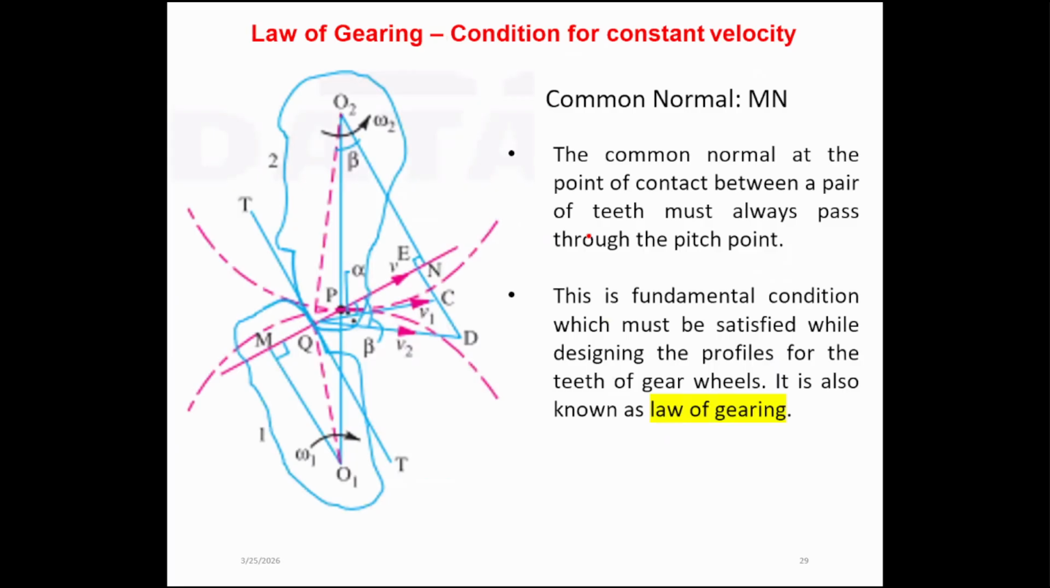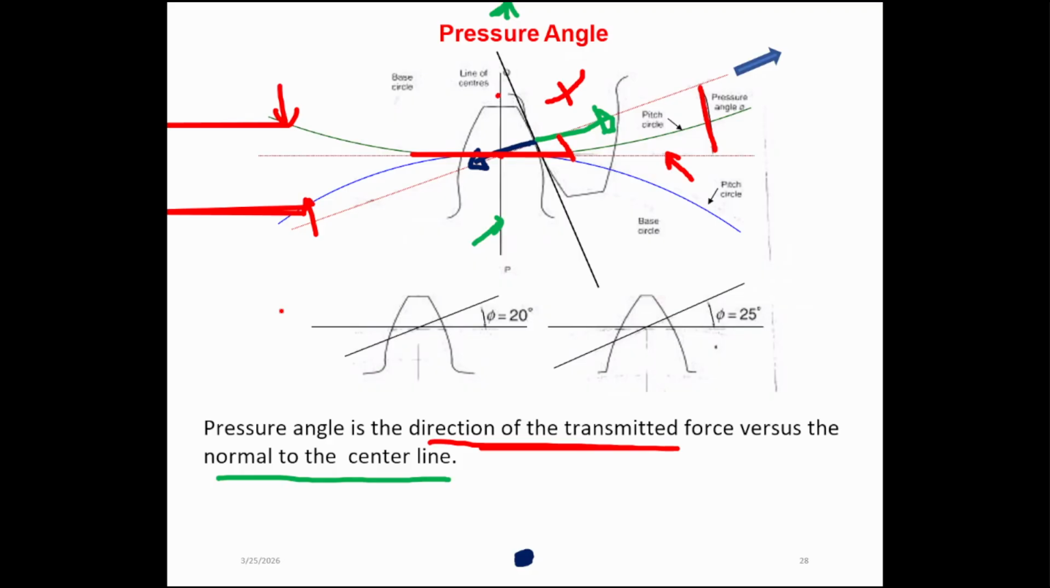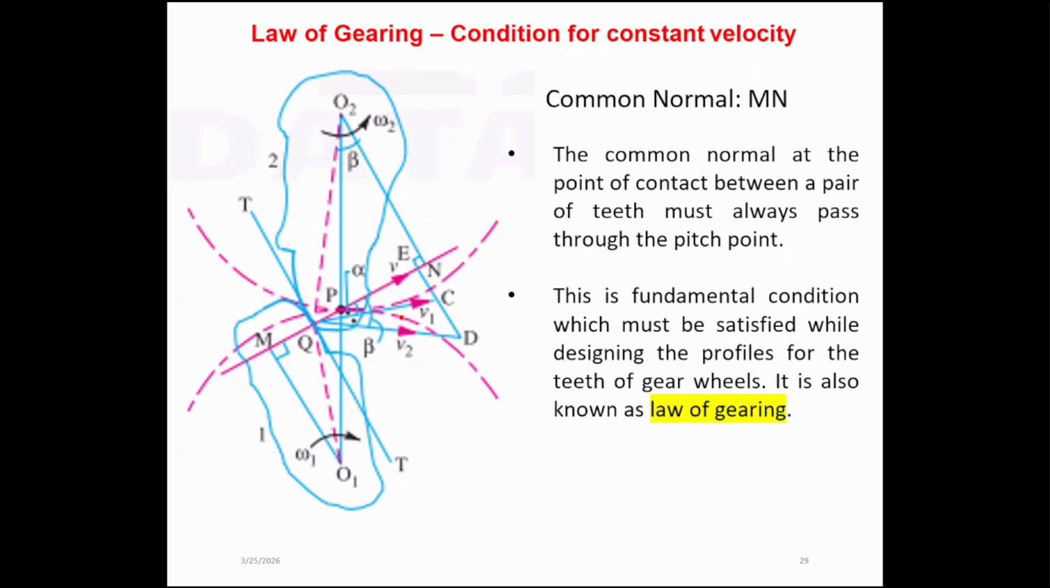Right, then the law of gearing, a very simple one. It is the condition for constant velocity. One thing: common normal. You need to identify a common normal. Earlier we had the normal to the center line. So what does the common normal mean? Here you can see Mn is the common normal. What does that mean? Now I need to bring you back to grade 9 or 10 or 7 or 6, I don't know.